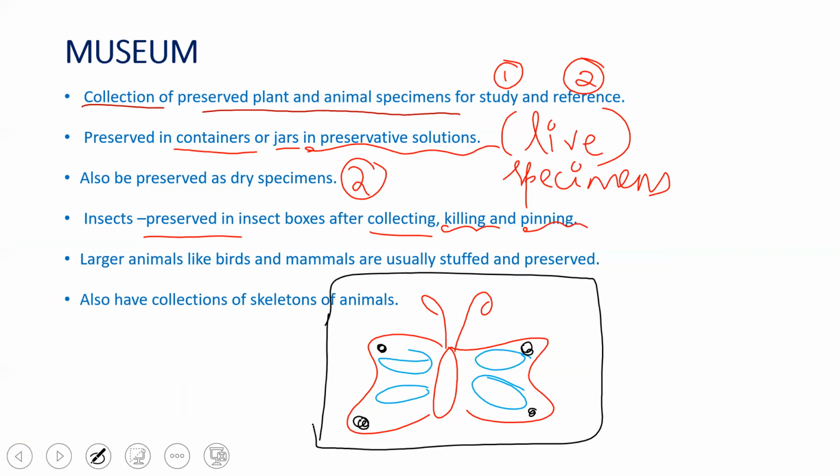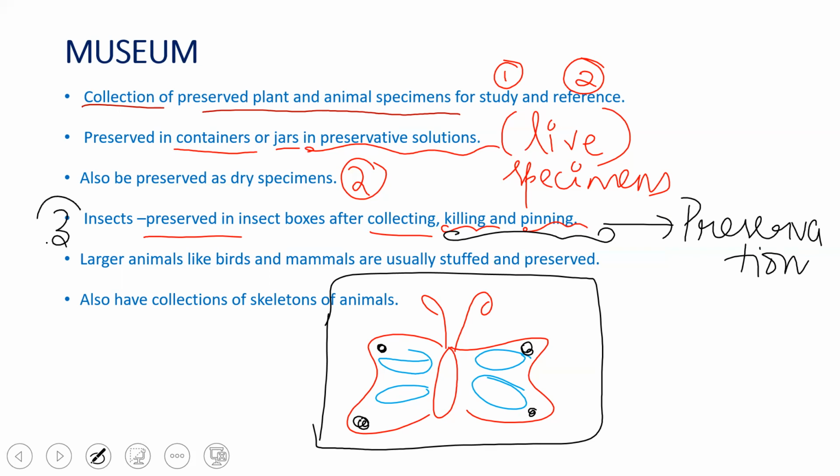So this method is used for most of the insects, right? Most of the winged insects, especially the majority of the arthropods, where the collection of specimens is done. After collection, killing and pinning is done. Later it can be subjected to preservation, using cotton or in the box, it can be preserved, right? So this is the third method of preservation. Then comes the fourth method.